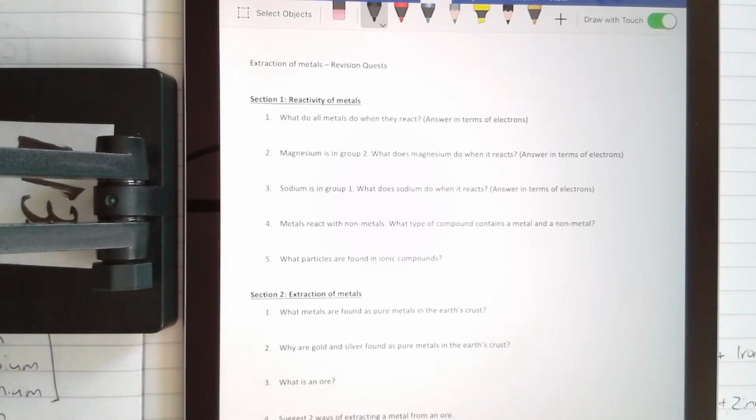Okay, I'm going to go through the answers to the questions on the sheet. Hopefully you've done this by yourself. First section, just reactivity in general.